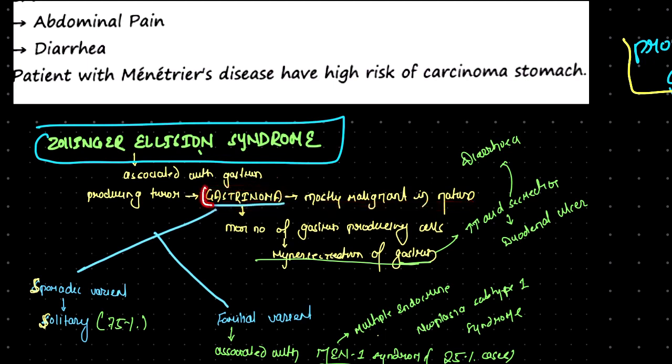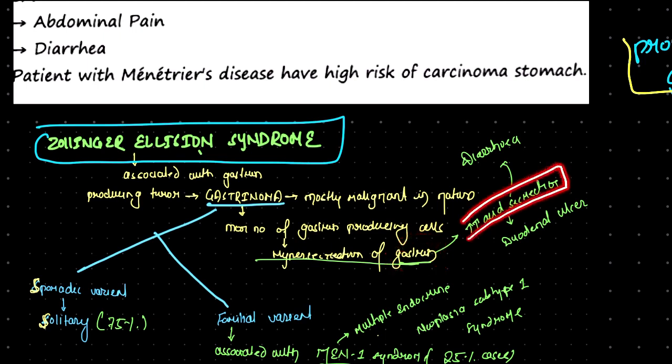Now in this gastrinoma, there will be a large number of gastrin producing cells, and as there are more gastrin producing cells, there will be hypersecretion of gastrin. If you remember the fact, gastrin helps in what?